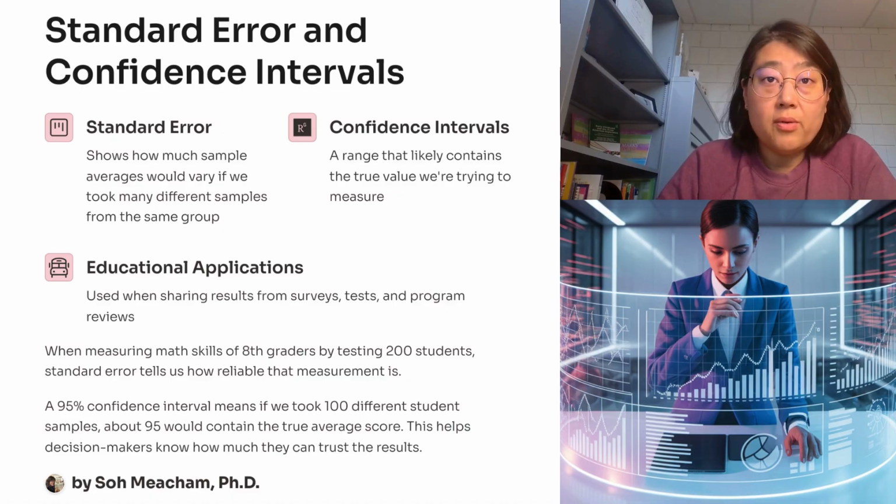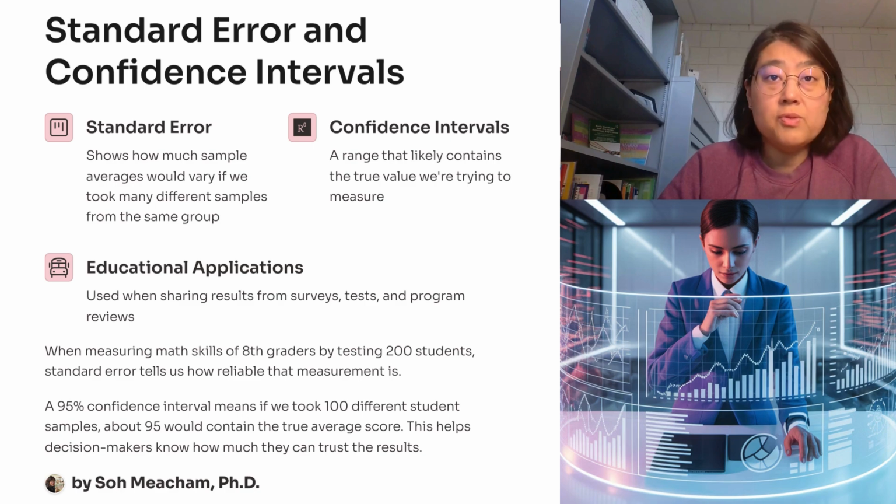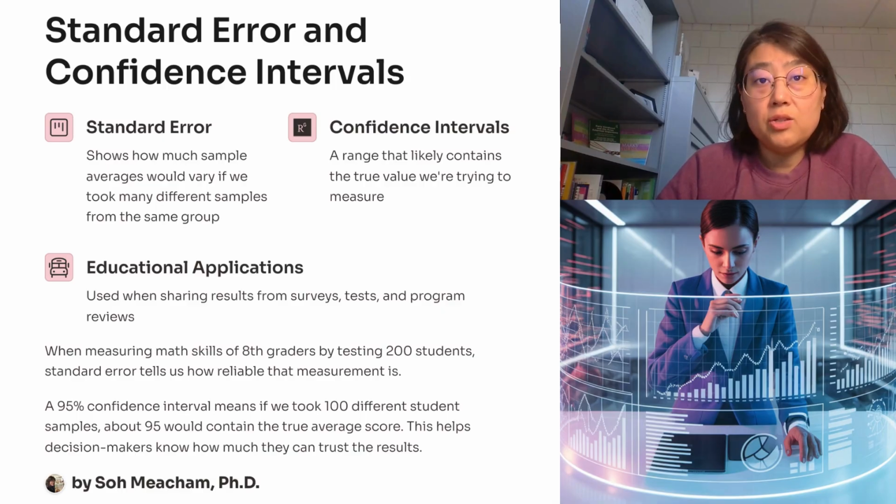The mean of that sample gives them a point estimate, but it's unlikely to be perfect. That's where the standard error comes in. It helps quantify the uncertainty around that estimate. And when we combine a sample mean with a standard error, we can construct a confidence interval. A 95% confidence interval means that if we took 100 different samples, about 95 of them would contain the true population mean.